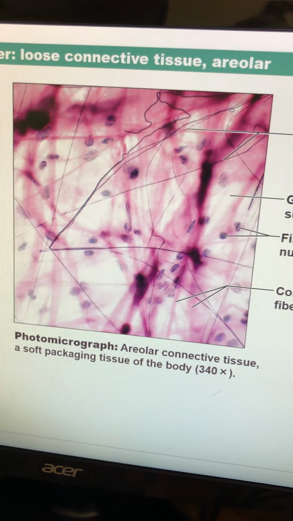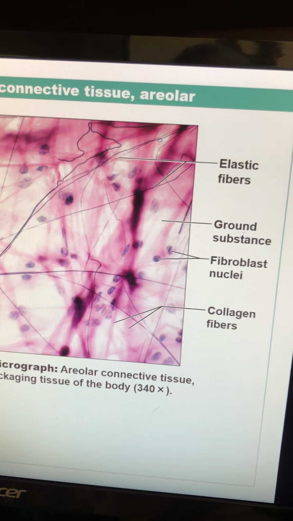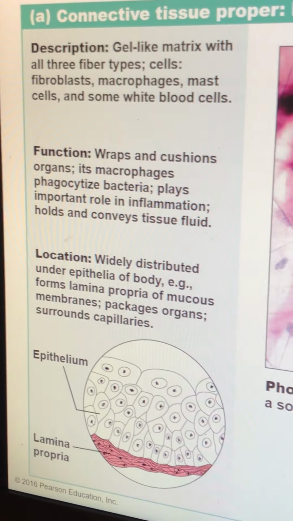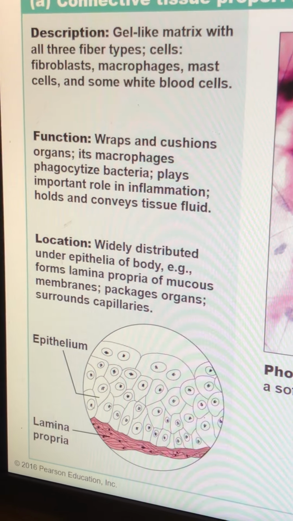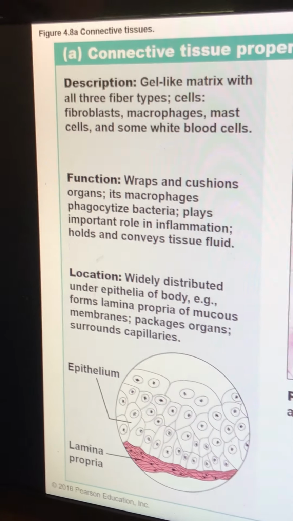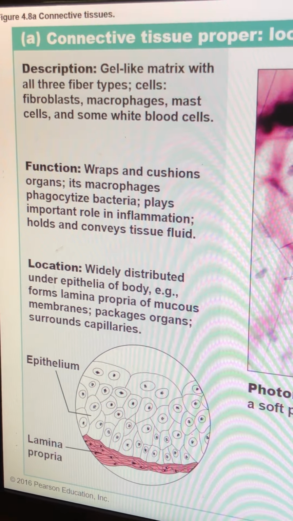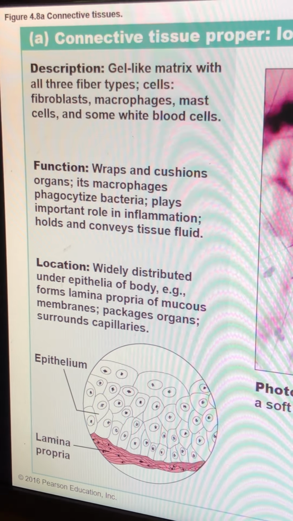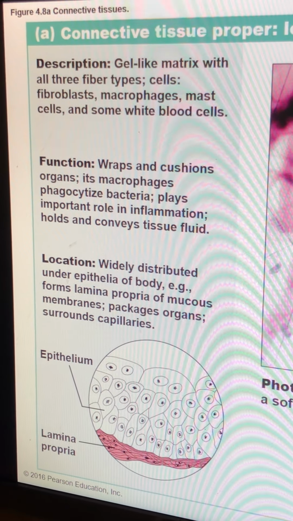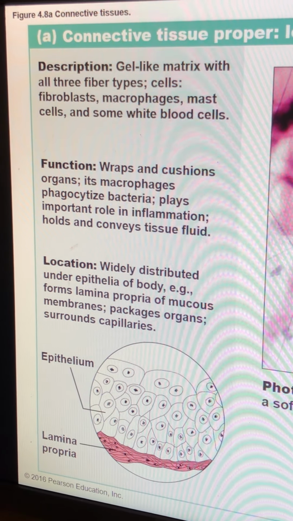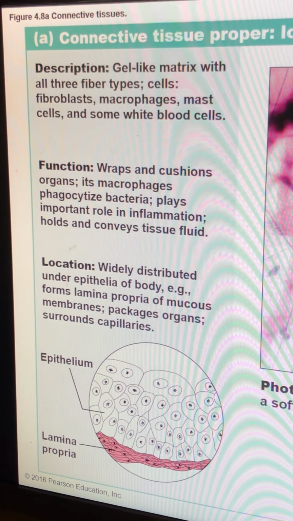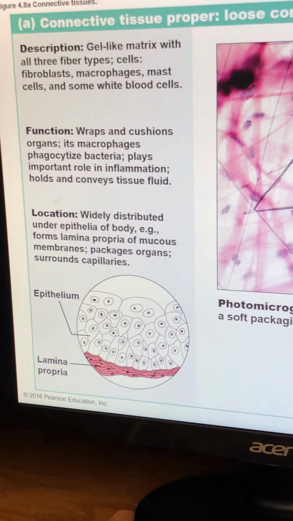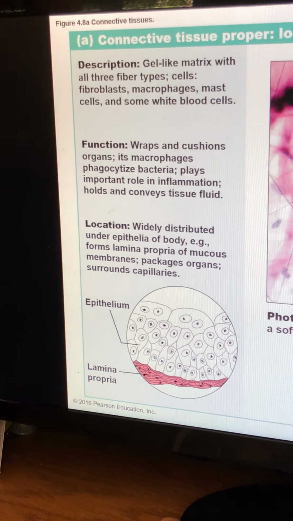The other two things, just like you had to know with epithelial tissue, is where would you find it and is its function. So the function of areolar connective tissue is to wrap and cushion its organs, and because it's underneath the epithelial tissue, it's going to have within it stuff like macrophages and white blood cells that will phagocytize bacteria, which means eat bacteria. So if you got bacteria on your skin and you get a break in your skin, that bacteria is now inside of your body, and this is going to be one of the first lines of defense because it's going to have cells in it that will eat the bacteria.